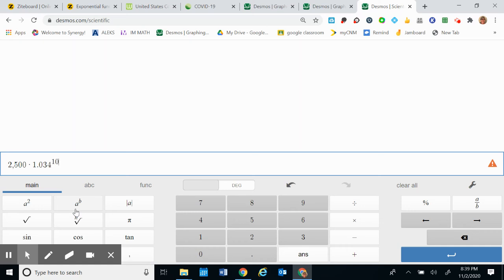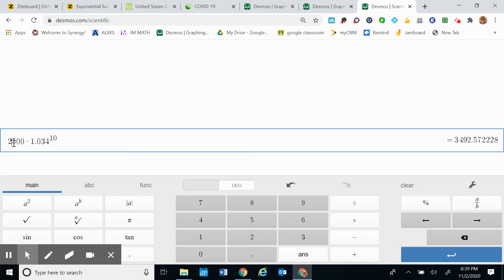What did I do wrong? It says I did something wrong. Let me see. Maybe in decimals I can't put, oh yeah, can't put a comma. Don't put commas. All right, so something that costs $2,500 today, in 10 years is going to cost almost $3,500. Wow, that's a big increase.